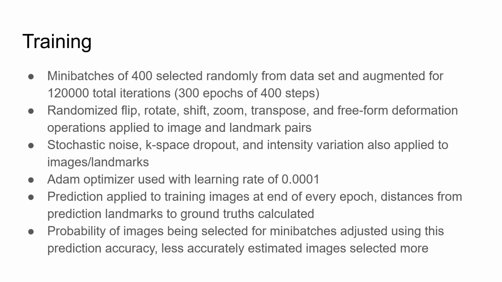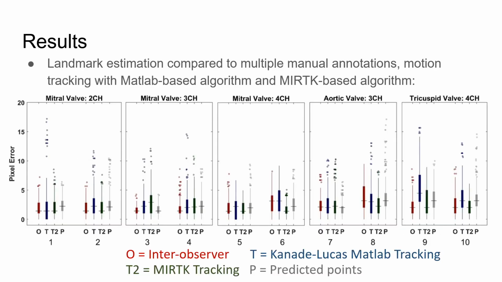To train, we use the Adam optimizer with a learning rate of 0.0001. During training, at the end of every epoch, we also apply our network to our training set. Using the outputs of that, we then predict a loss. That loss is then used to adjust the probability that images will show up in each mini batch. So the images which the network is predicting landmarks for poorly will occur more often in each randomly selected mini batch. In this way, we implement a curriculum learning approach to enforce to the network that we want it to remember these particular images and learn how to predict better from them.